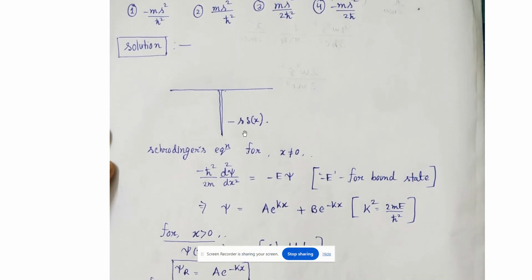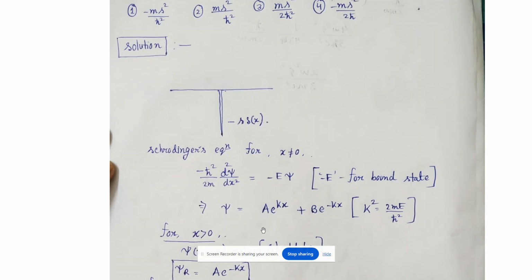So now let's do it formally. This is our Schrodinger equation. The Schrodinger equation for x not equal to 0 is given by this: minus h cut square by 2m d2 phi dx2 is equal to minus E phi. And minus E is for the bound state, as I already mentioned. The minus sign takes care of the fact that it is a bound state.